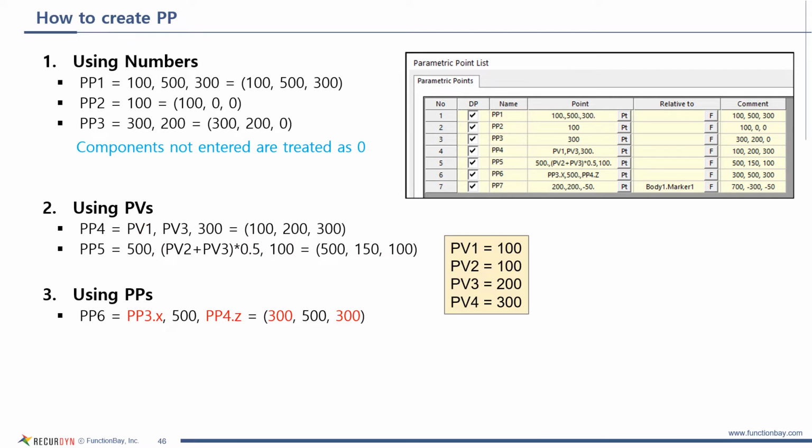PPs can also be used to define another PP. In this case, the way you enter is pp.x, pp.y, pp.z. You can see that pp3.x and pp4.z were used for pp6, and both values are 300.